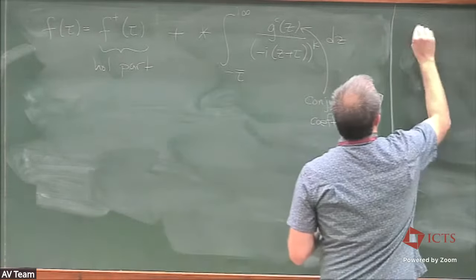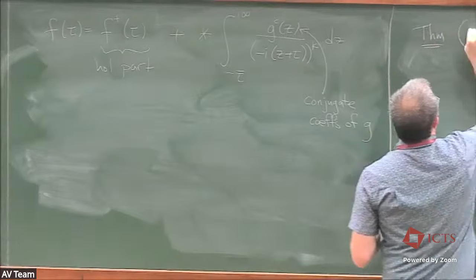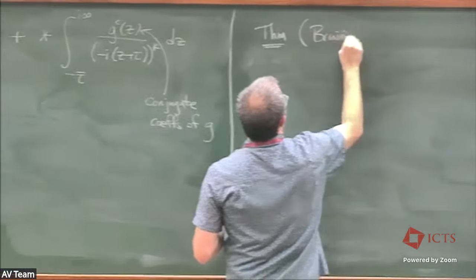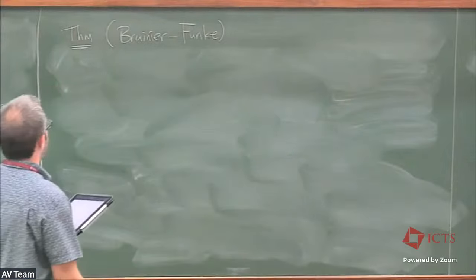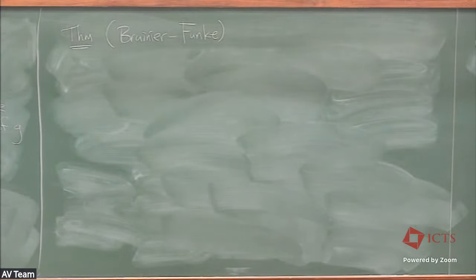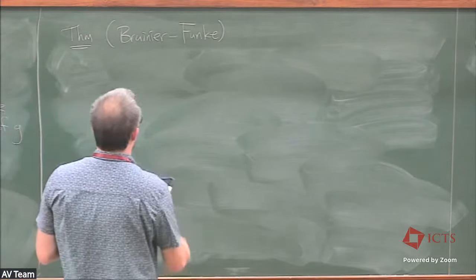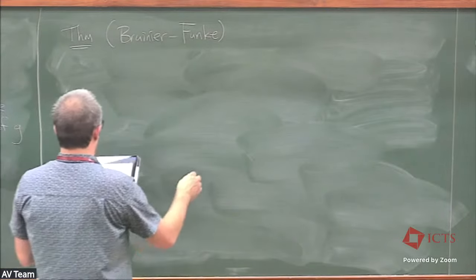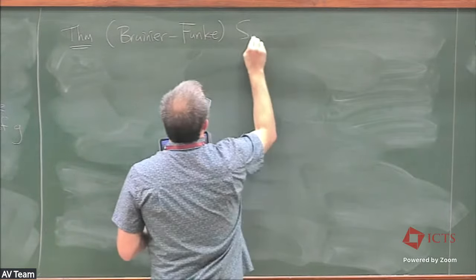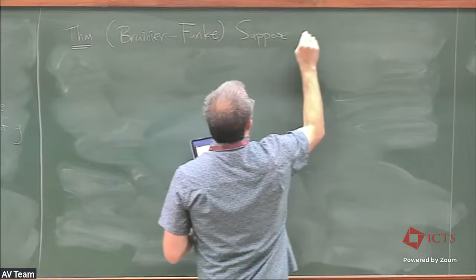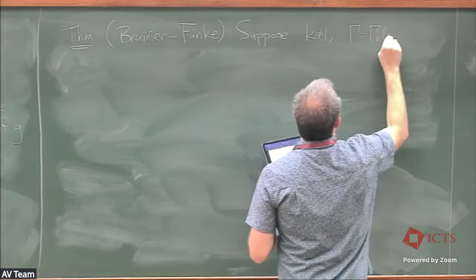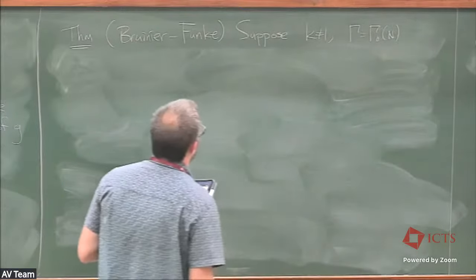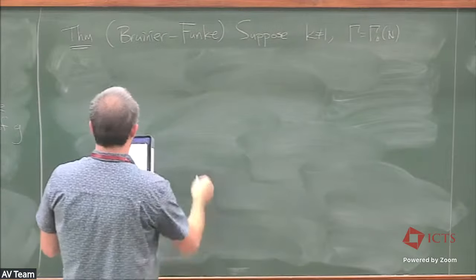Okay, theorem. So this theorem shows up in a landmark paper of Bruinier and Funke from the early 2000s. And this paper really did a lot for the theory of harmonic Maass forms. So let's suppose k is not equal to 1 still, and also Gamma is Gamma_0(N). There is a generalization of this to other groups, but I'm just going to write down this version.